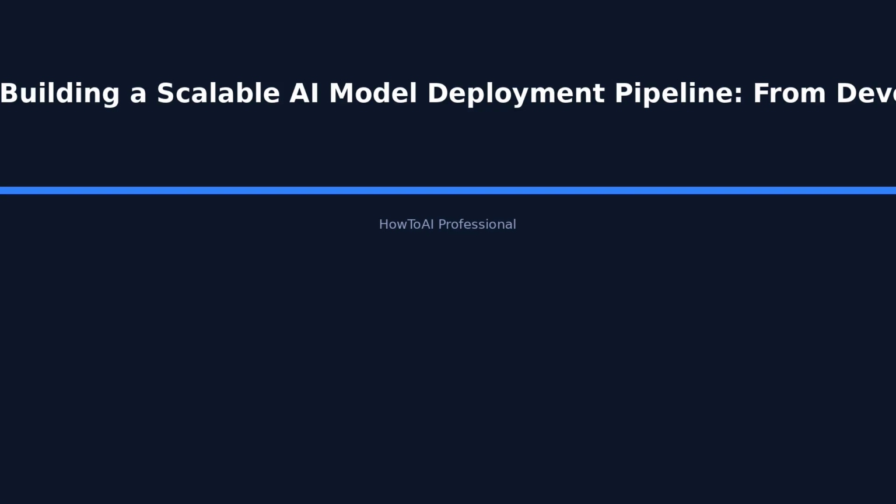Section 2: Model Development Phase. Now that we've established the importance of having a deployment pipeline, let's look at the initial phase, model development. This phase typically involves collecting data, cleaning it, feature engineering, training models, and validating performance.